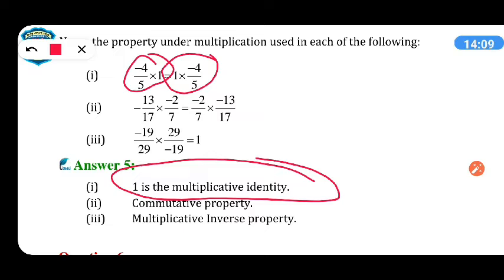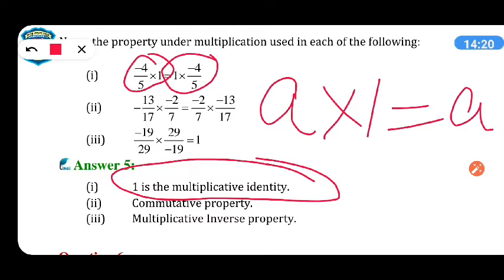Because any number multiplied by 1 is the same value. Understood? Any number a multiplied by 1, what you will get? A. There is no change. Understood? So it is multiplicative identity. 1 is known as multiplicative identity.